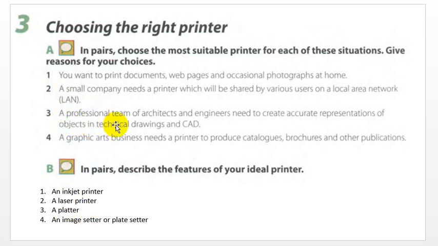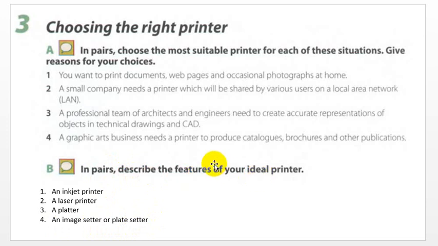Okay, a professional team of architects and engineers need to create accurate representations of objects in technical drawing and CAD. That is, a plotter is good for this type of people. A graphic arts business needs a printer to produce catalogs, brochures, and other publications. What kind of printer should they use? An image setter or plate setter.